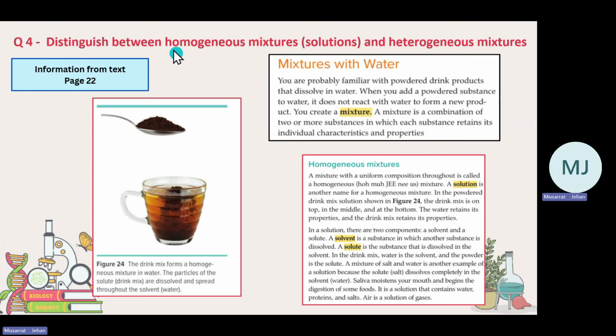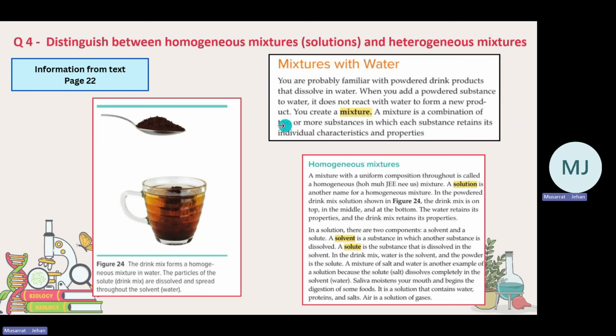Then we come to distinguish between homogeneous mixtures and heterogeneous mixtures. So what are mixtures? Compounds are those which are formed by chemically combining atoms. Mixtures are substances which are not chemically combined. They're just mixing together, like you mix sugar and water, or you mix sand and sugar. They do not lose their properties. The components keep their properties, and this new product is called the mixture.